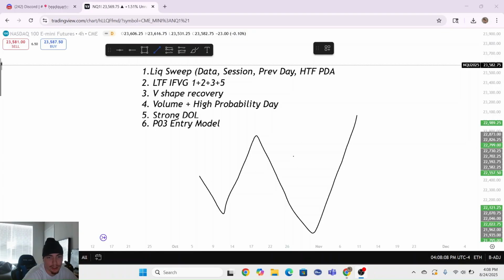So the first key thing you're going to need is liquidity sweep. What liquidity sweeps are you looking for? Data sweep, session sweep, previous day sweep, high time frame PD array sweep. Let me get into a little bit in depth of these.